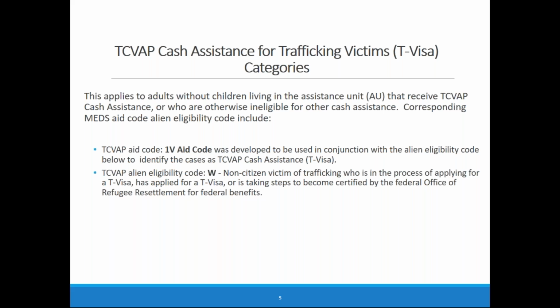The W alien eligibility code is used to indicate a non-citizen victim of trafficking who is in the process of applying for a T visa, has applied for a T visa, or is taking the steps to become certified for federal benefits by the Federal Office of Refugee Resettlement.